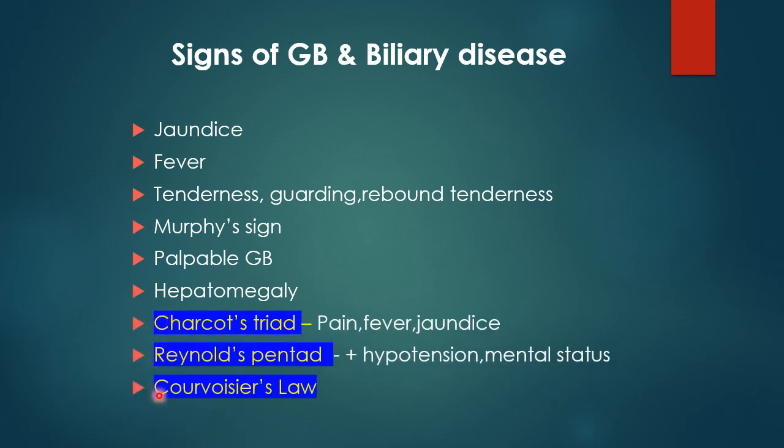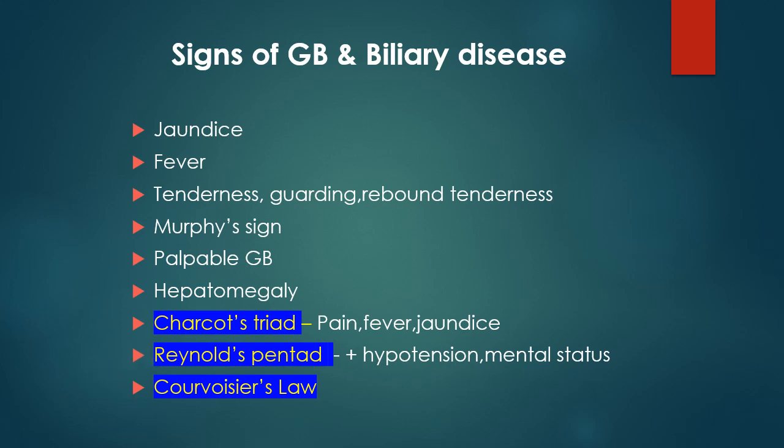There are three things that you must be familiar with. One is Charcot's triad, which is three features: pain, fever, and jaundice. This is the classical presentation of ascending cholangitis. Then you have Reynolds' pentad. In addition to Charcot's triad, there is hypotension and mental derangement. This may be due to secondary infection of an obstructed bile duct, leading to gram-negative septicemia.